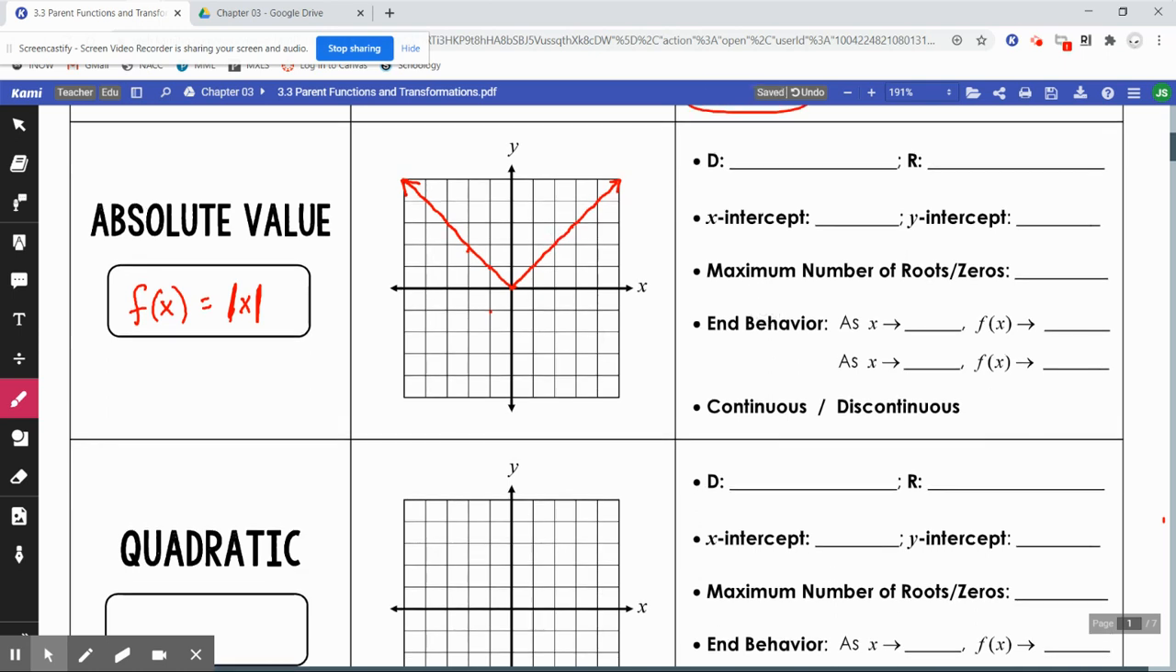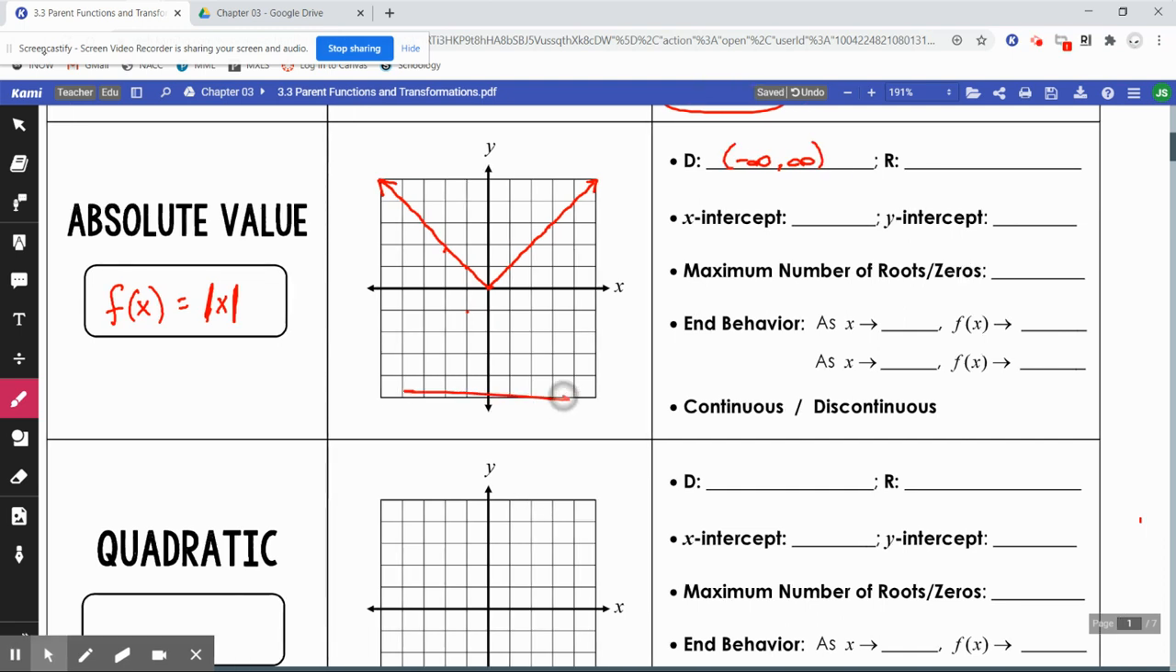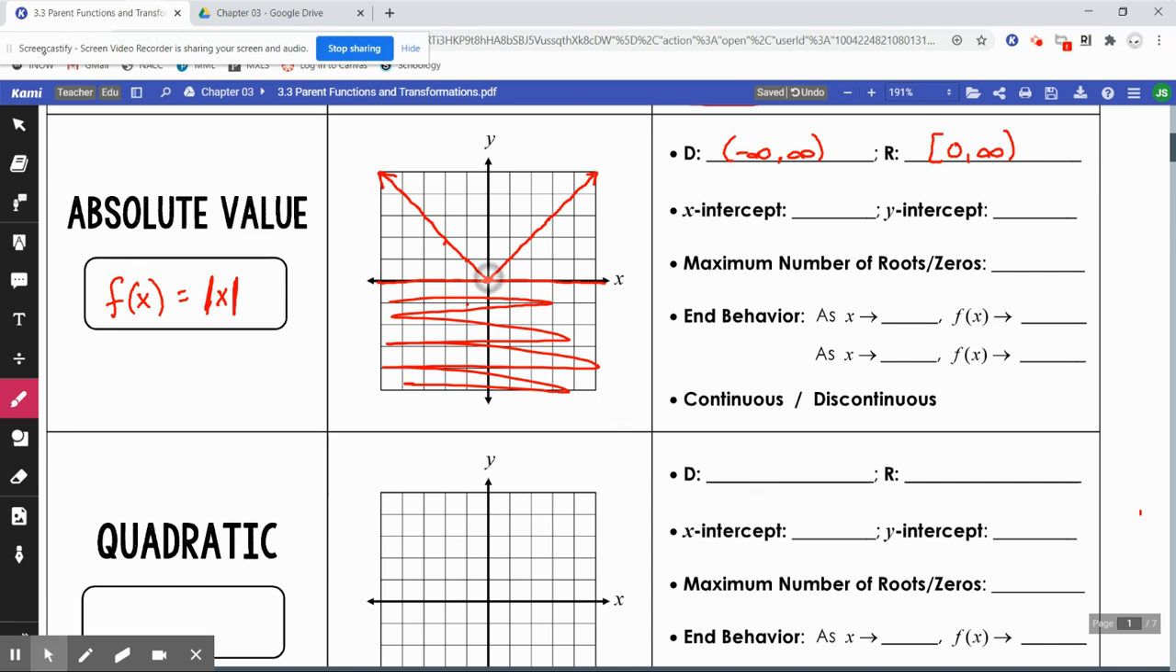The domain here will be the same, because you can plug in any value that you'd like. However, for the range, notice that there is absolutely no graph down here. So your range starts here with this y value of 0 and extends forever upwards. So that would be from 0 to infinity. You only have one x-intercept, and it is going to be the exact same thing as your y-intercept, and both of those are located at (0, 0) again.